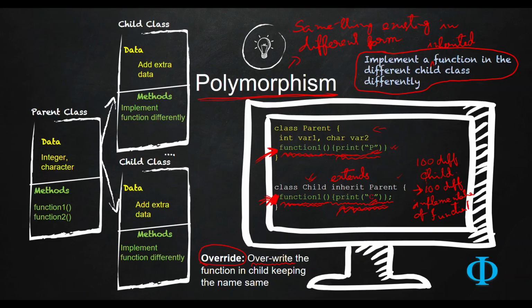So whenever the child is overwriting the default implementation of the function, you call that property override. Now in the next few videos we will clarify the concept of polymorphism with some demo Java programs.